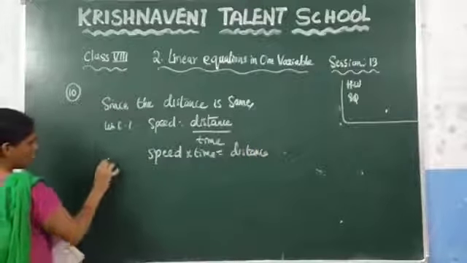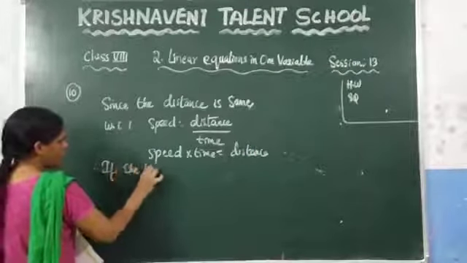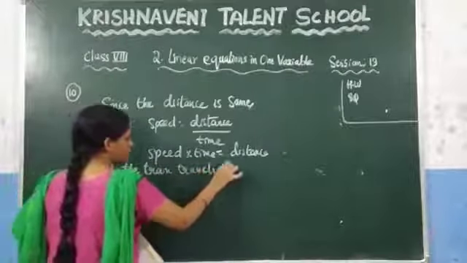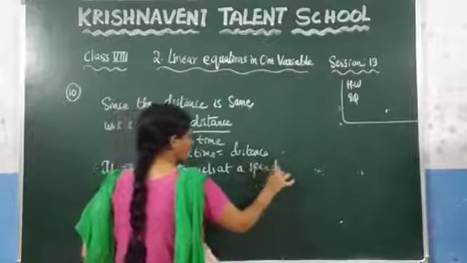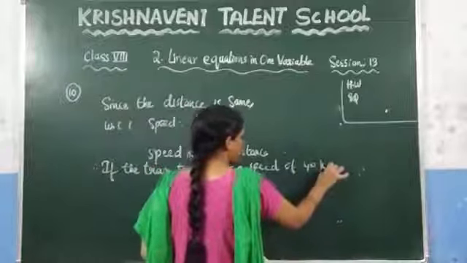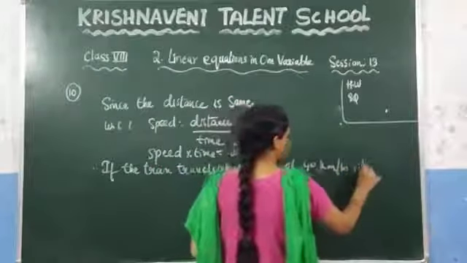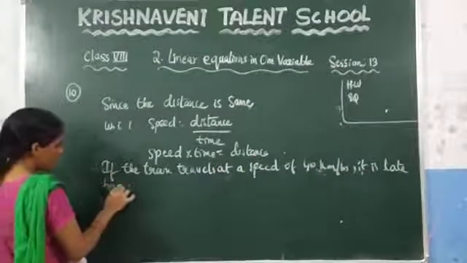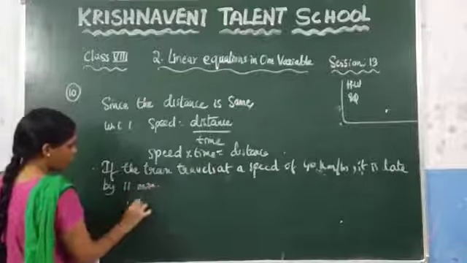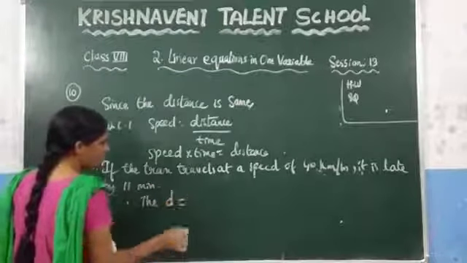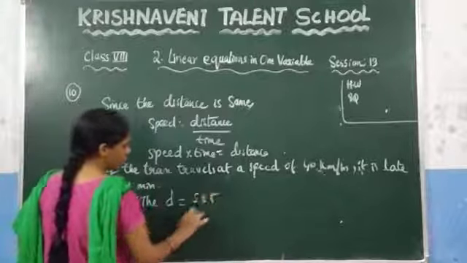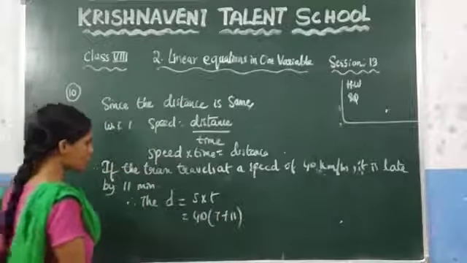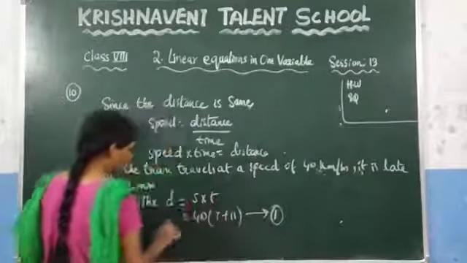Here the train travels at a speed of 40 kilometers per hour. It is late by how many minutes? 11 minutes. Therefore, the distance will be how much? The distance will be speed into time. What is the speed here? 40. And what is the time? t plus 11. This is the first one. Let us consider it as the first equation.